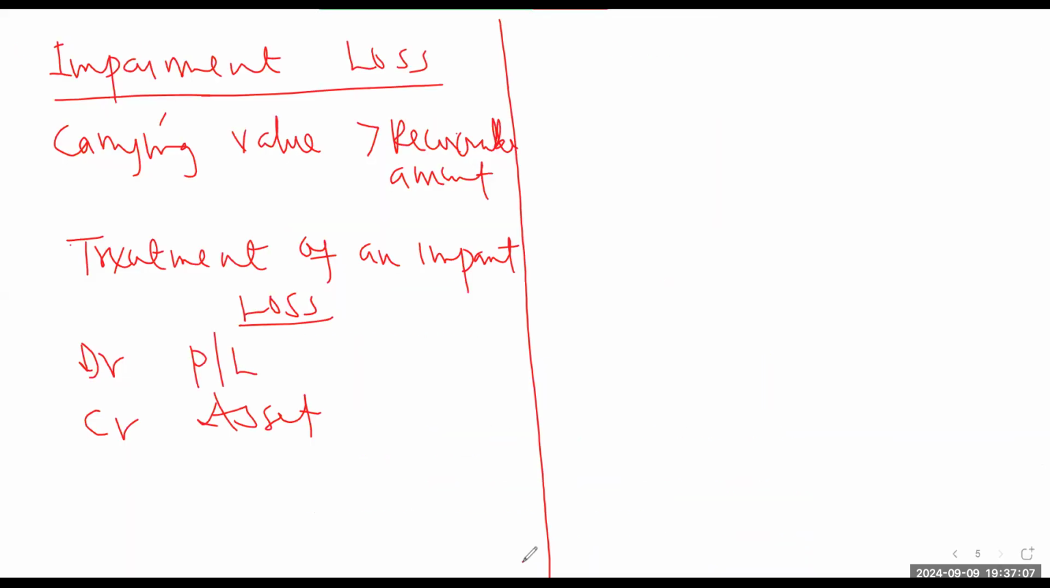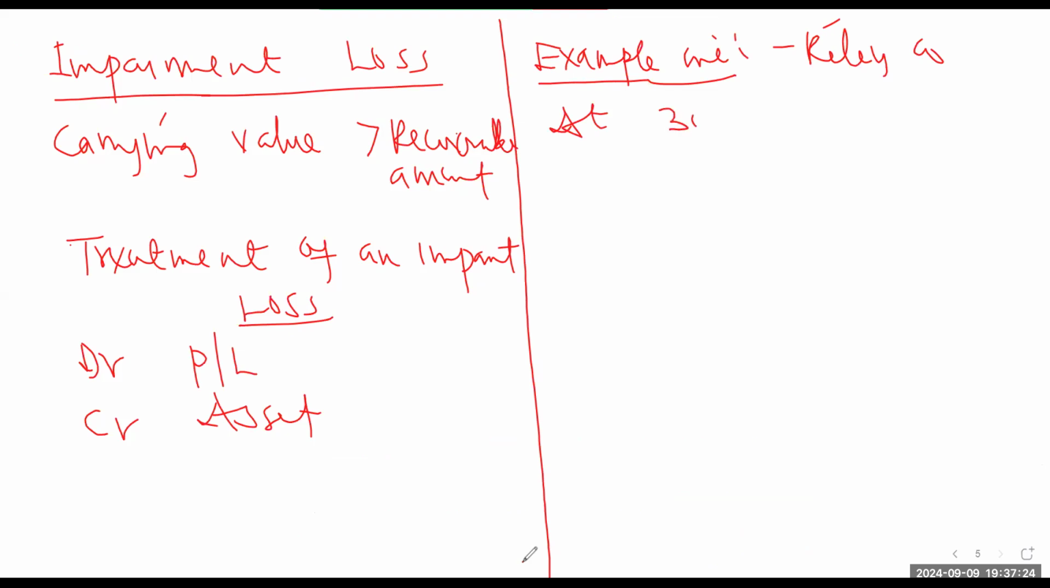So let's come to example 1. Okay, so when are we doing this? We are accounting for this on what? 30th September 20x4, isn't it? Okay, so we need two things. We need a carrying value.